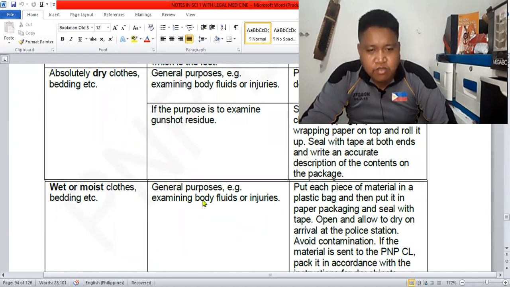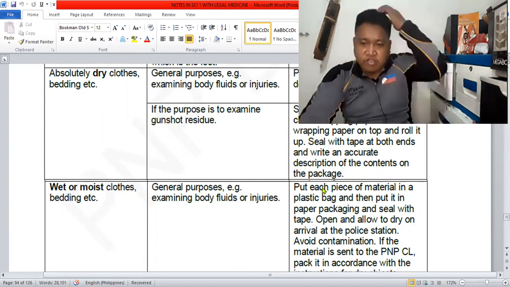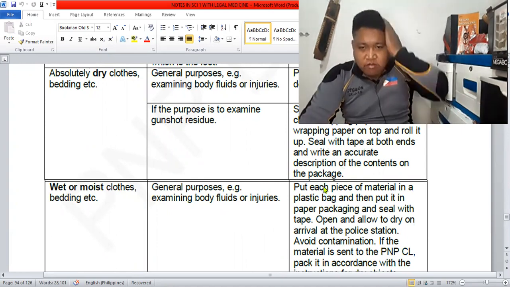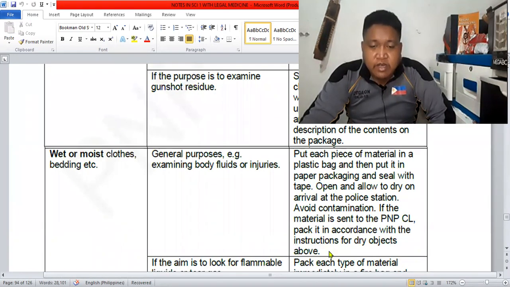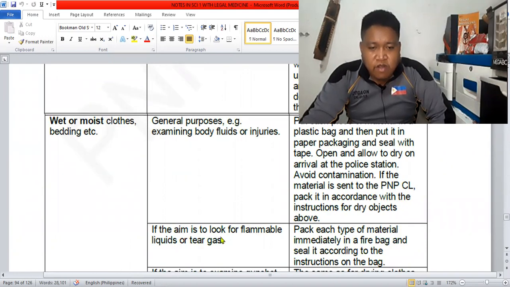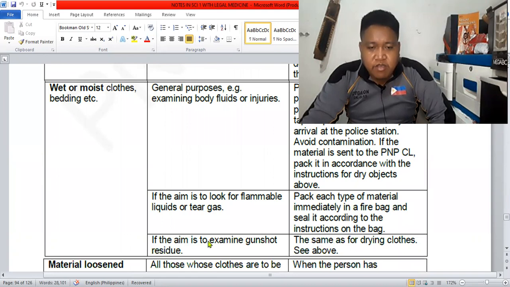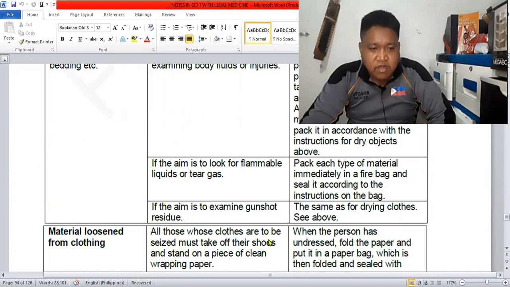If the purpose is to examine body fluids, put each piece of material in a plastic bag, then put it in a paper packaging and seal with tape. Open and allow to dry on arrival at the police station. Avoid contamination. If the material is sent to the PNP crime laboratory, pack it in accordance with instruction. If the aim is to look for flammable liquids, pack each type of material immediately in a fire bag. If the aim is to examine gunshot residue, the same as for drying clothes, see above.